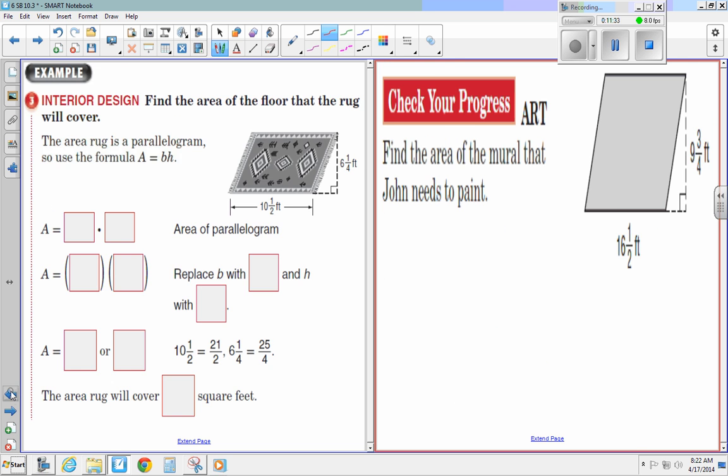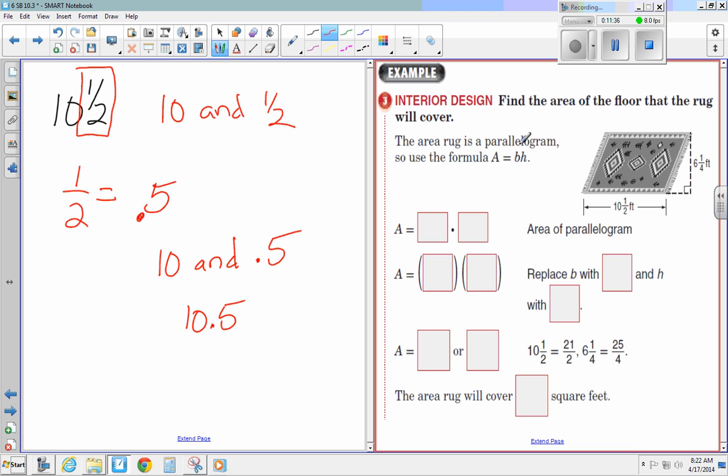All right. Find the area of the floor that the rug will cover. The area rug is a parallelogram, so use the formula A equals BH. Parallelogram, BH, base times height. The base is 10.5. The height is 6 and 1/4. And actually, we can make this 6.25.